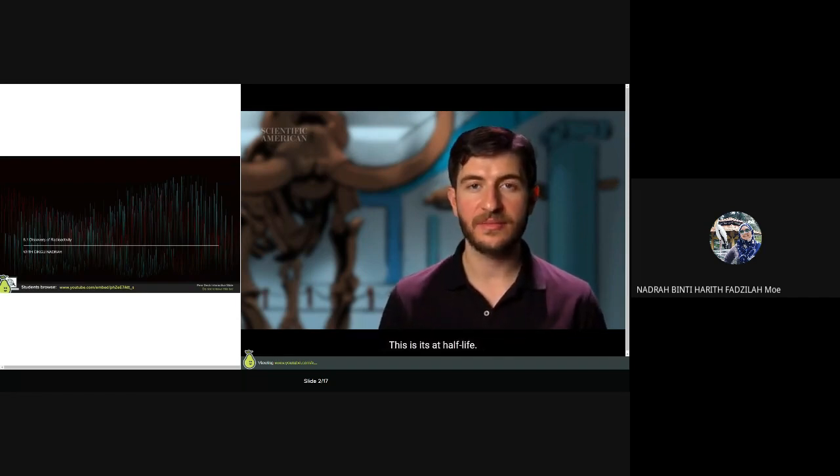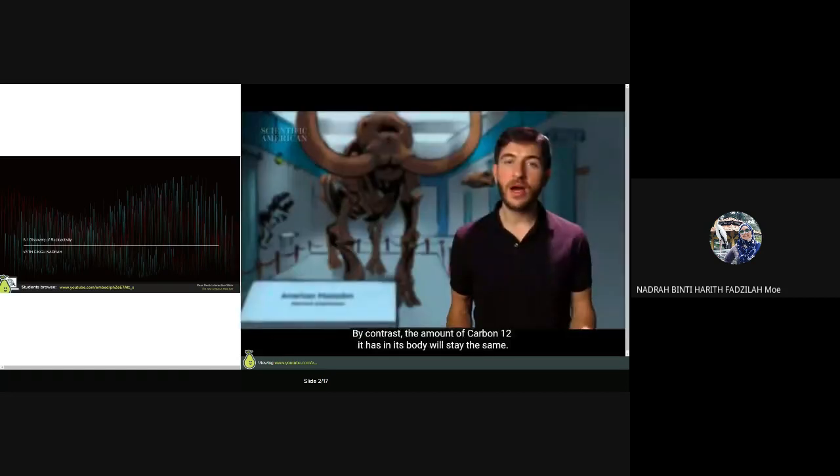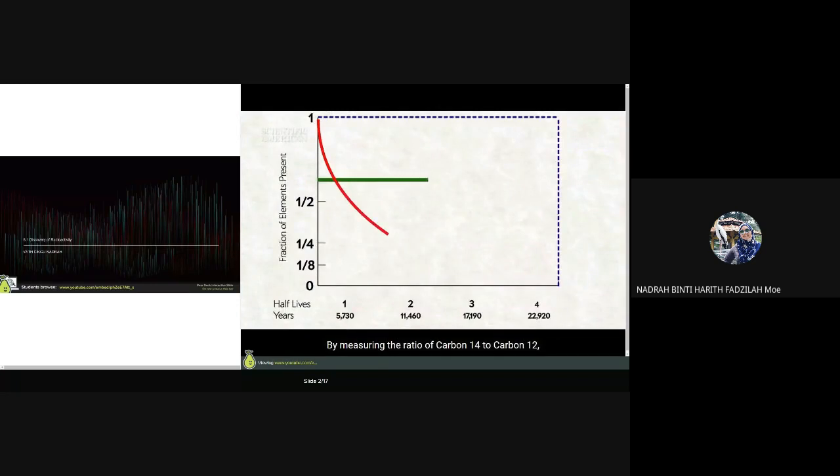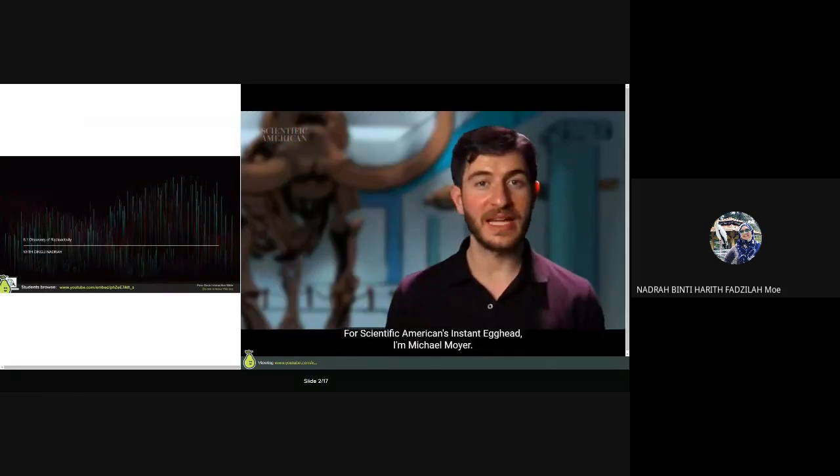This is its half-life. After one half-life, the animal will have about half the amount of carbon-14 it started with. After another half-life, it will have about a quarter. And after another half-life, it will have about an eighth. By contrast, the amount of carbon-12 it has in its body will stay the same. By measuring the ratio of carbon-14 to carbon-12, we can measure how many thousands of years have passed since the animal died. Carbon dating works for fossils up to about 60,000 years old. For older fossils, scientists use unstable elements that have much longer half-lives. For Scientific American's Instant Egghead, I'm Michael Moyer.